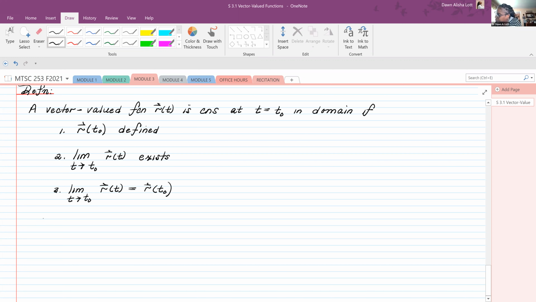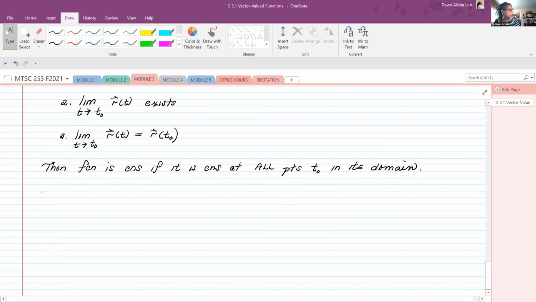The function is continuous if it is continuous at all points t naught in its domain. So we can say it's continuous at a point, or we could say the whole thing is continuous.